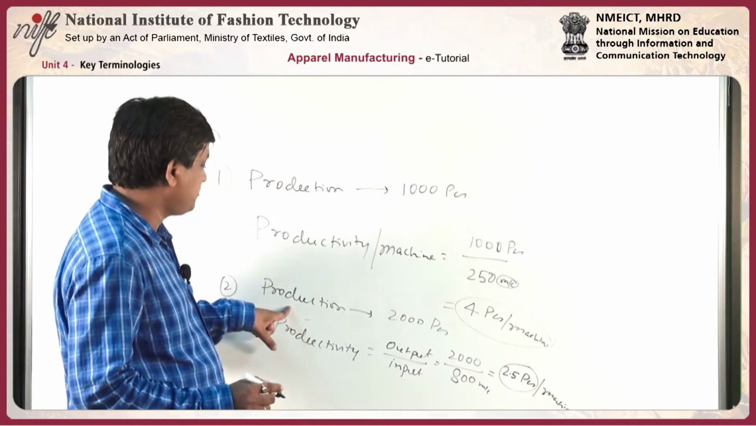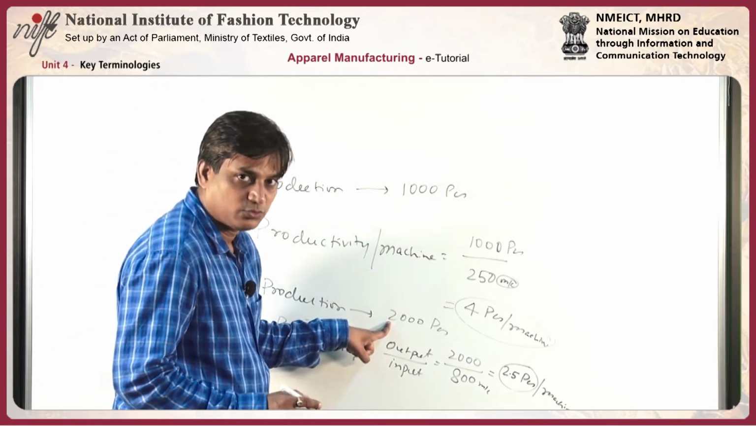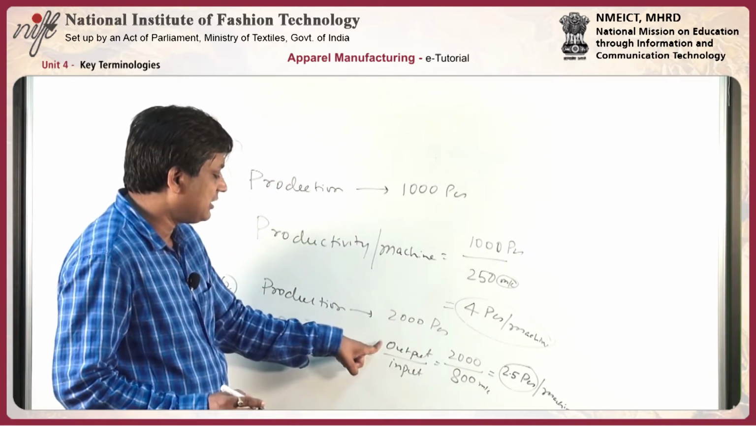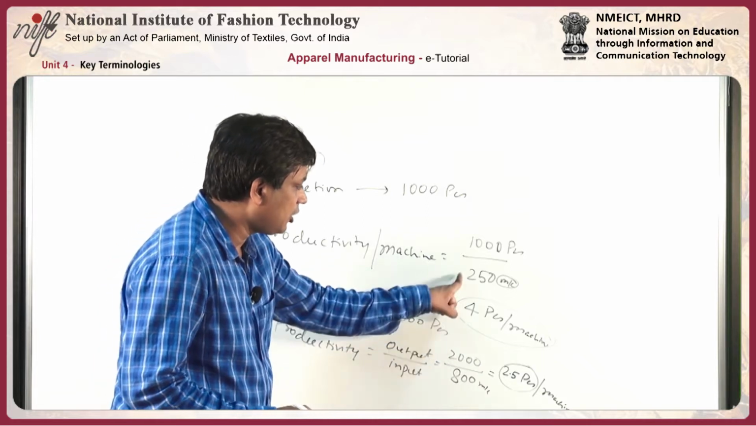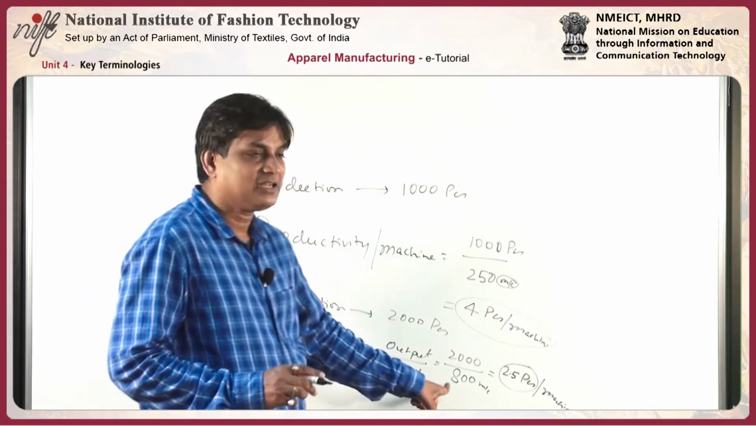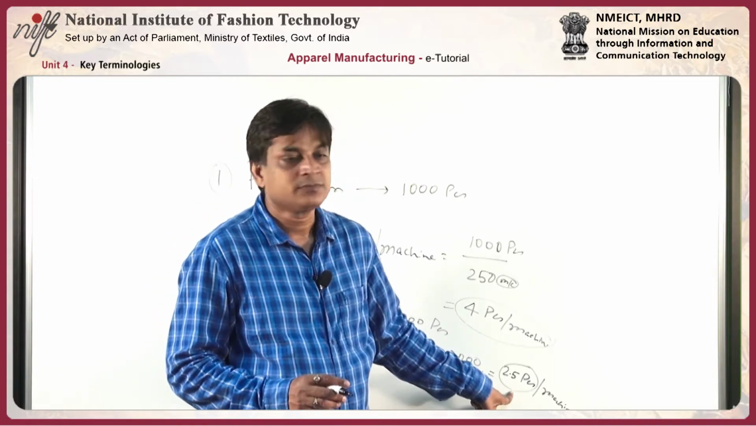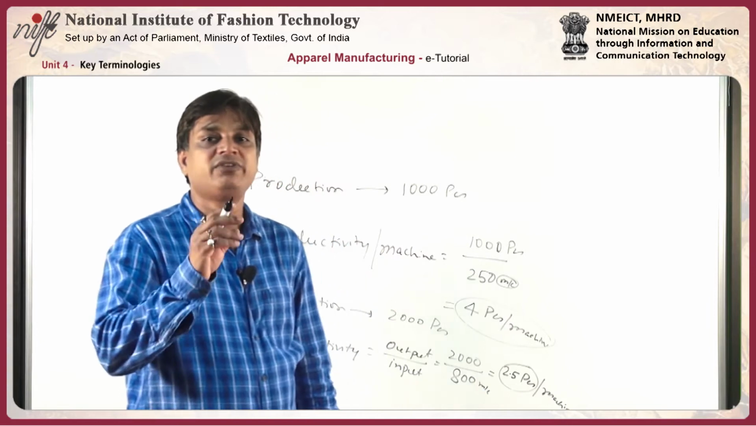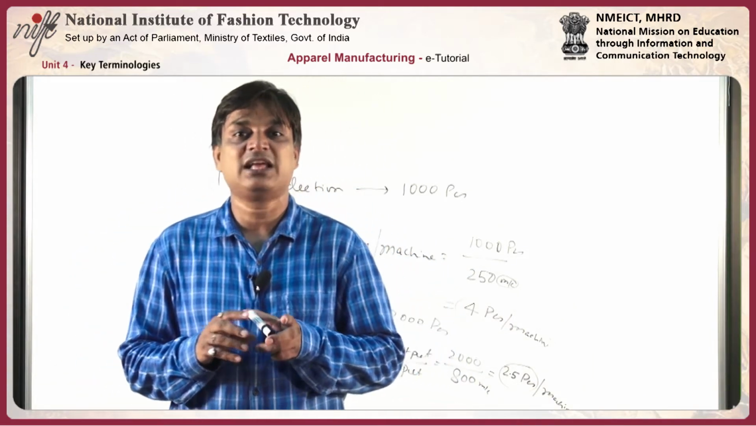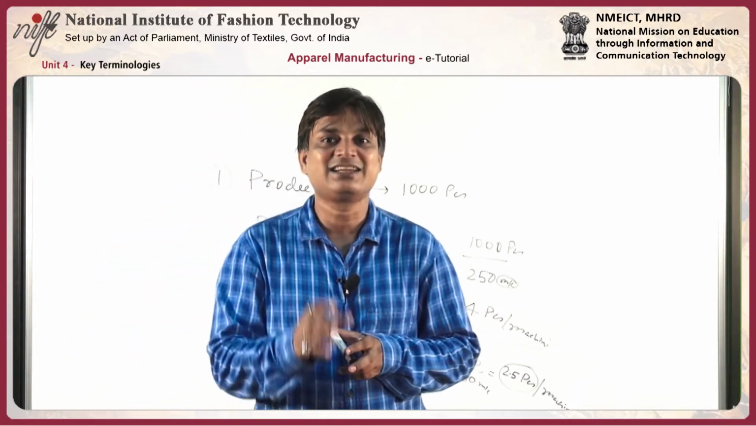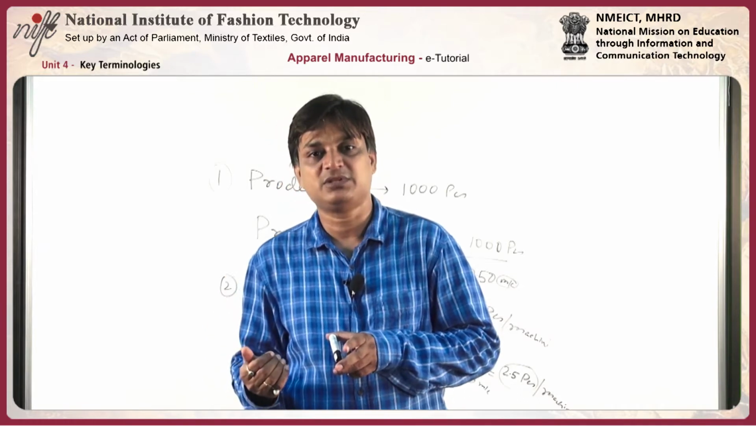Now in the second case, production has increased and become 2000 pieces. The productivity formula is output by input. 2000 pieces was the output, and now the number of machines we are using is 800. So 2000 divided by 800 is 2.5 pieces per machine. So although the factory production has increased, productivity has decreased from 4 pieces per machine to 2.5 pieces per machine.